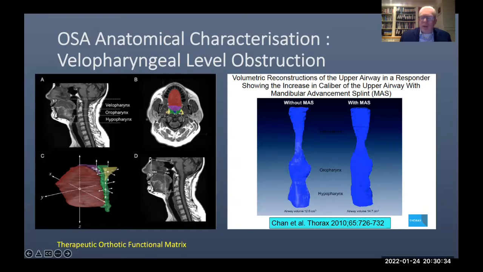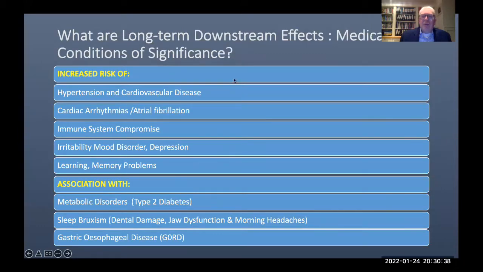So as we understand the mechanisms of these particular presentations, what are the long-term downstream effects? Well, medically, they're significant, giving rise to hypertension, cardiovascular disease secondary to hypoxia, arrhythmias, and atrial fibrillation, complications in the electrical mechanism of the heart.